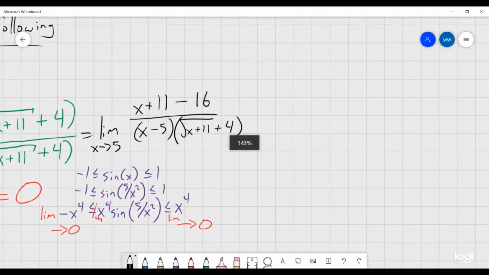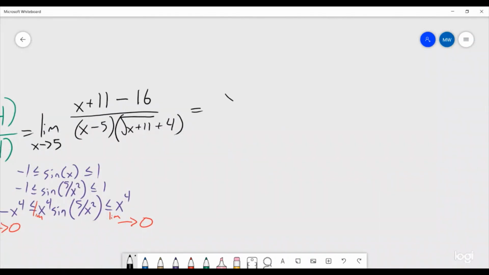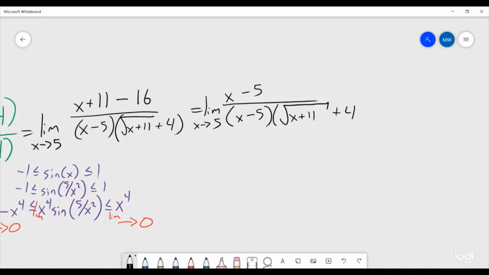Well, continuing, this becomes x minus 5 on the top, the limit as x goes to 5 of x minus 5 on the top over x minus 5 times the square root of x plus 11 plus 4. Now, these x minus 5s can cancel, so we're left with just a 1 on the top, and we just canceled out the dividing by 0 piece. So now we'll try and see, can I plug in 5?